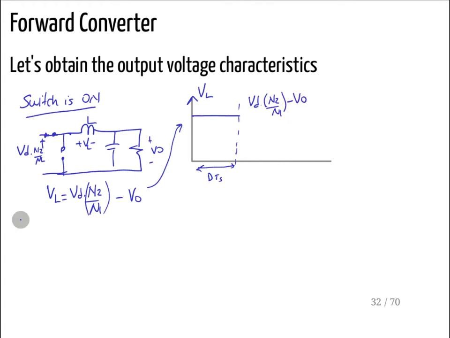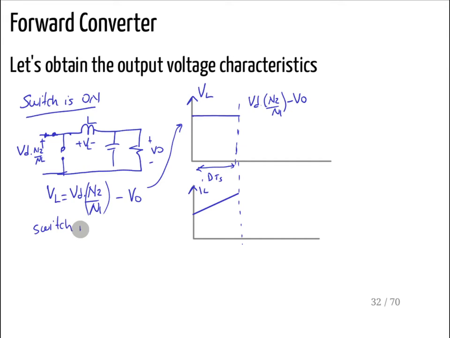Of course you can draw the current as well. So let's try to draw the IL, and we will also discuss what happens with discontinuous conduction mode and so on. But first, whenever you apply a positive voltage, you are charging your inductor. That inductor is charging up.